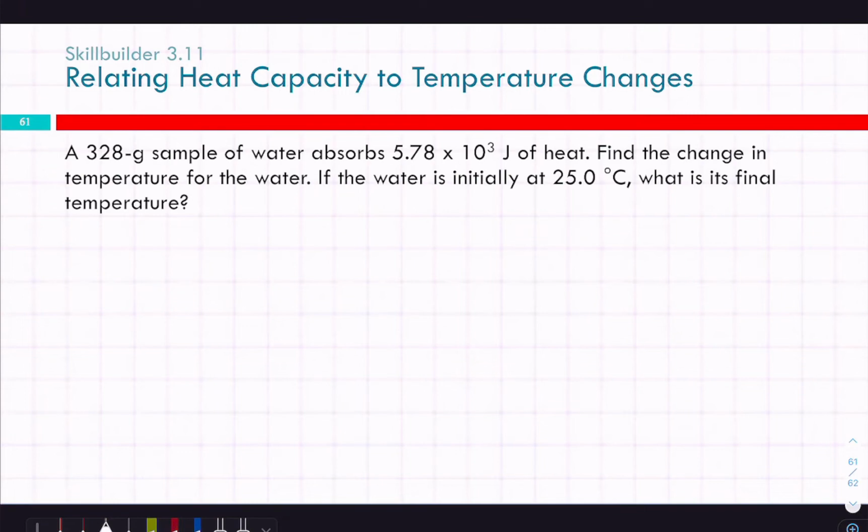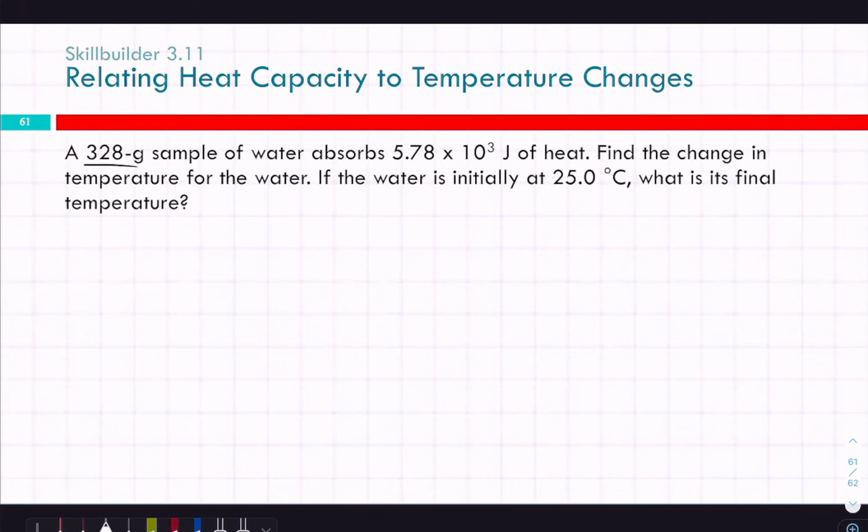All right, so if you have a 328 gram sample of water that absorbs 5.78 times 10 to the 3 joules of heat, find the change in temperature for the water if the water is initially at 25 degrees C. So what is its final temperature? Where should we start on this problem? Givens. Yeah, let's write the givens down.